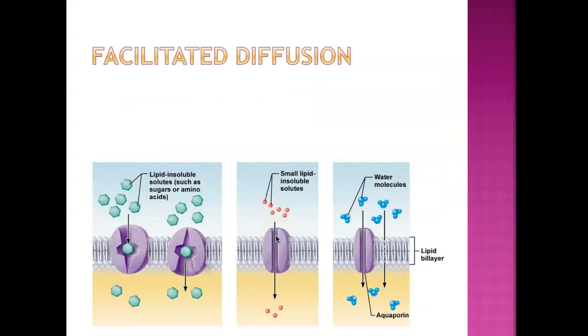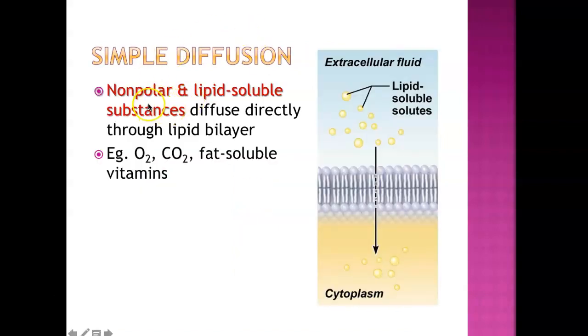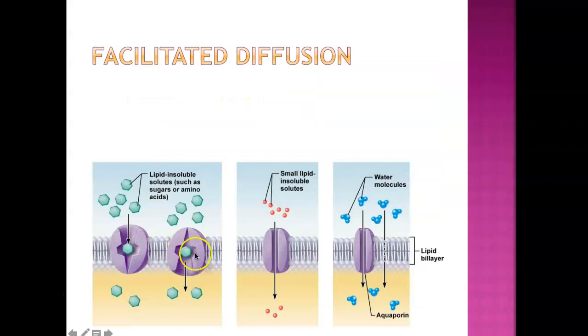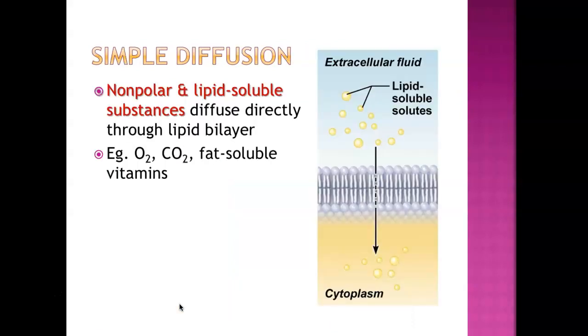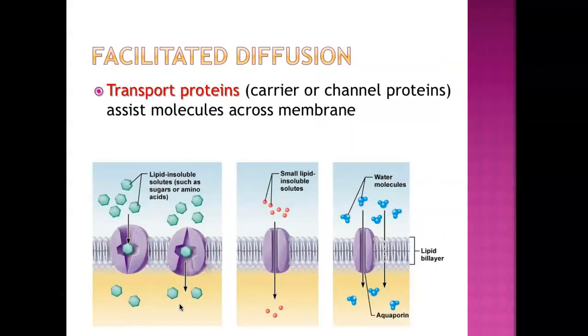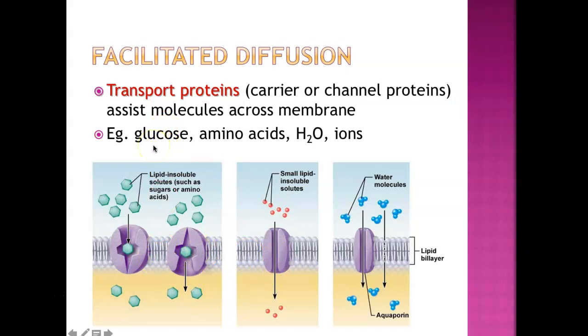All right, if it is not small, if it is not nonpolar, let's say it does have a charge on it, and if it is not lipid soluble, it's going to need a protein to help it move. So in order to get across the cell membrane, it is going to need a protein. If it is large, if it is polar, meaning it has a charge, if it is not lipid soluble, it's going to need a protein to help it. And here are examples of things that are polar, that are large, and that need some help.